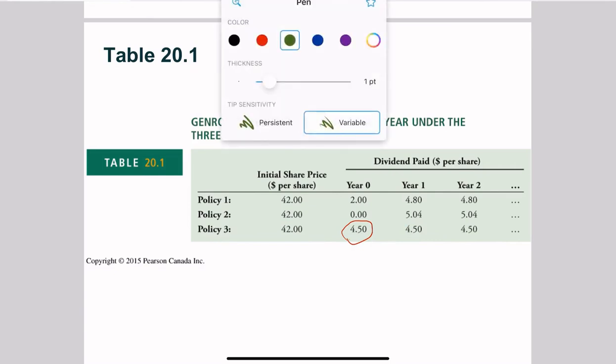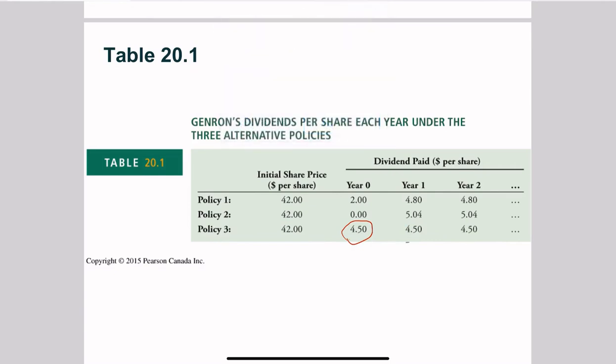Let me change to a different color. You can see that in the future, from year 1 to year 2 and onward, dividends will be lower, right? So this is a trade-off. That is, if the firm wants to pay a higher dividend today, then it will have to pay a lower dividend tomorrow. Why do we have this result?